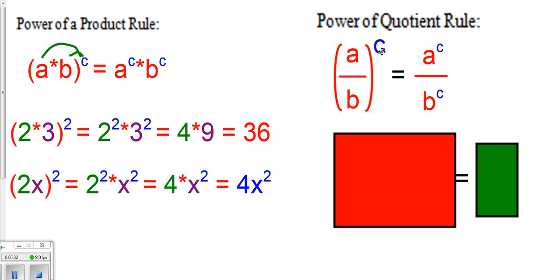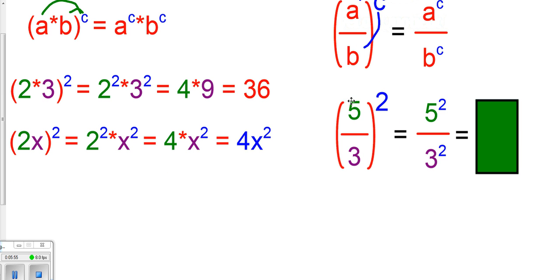Power of a quotient rule means that we have a quotient inside here, so a divided by b, or a over b, and this whole thing is in parentheses to the power of c. Now, kind of like our power of a product rule, that c gets applied to each piece individually. So to the whole numerator and to the whole denominator. So a to the c over b to the c. So let's see an example of that. 5 over 3, squared. So that whole thing to the second power means 5 to the second power over 3 to the second power. So again, we're just squaring each piece, 25 over 9.